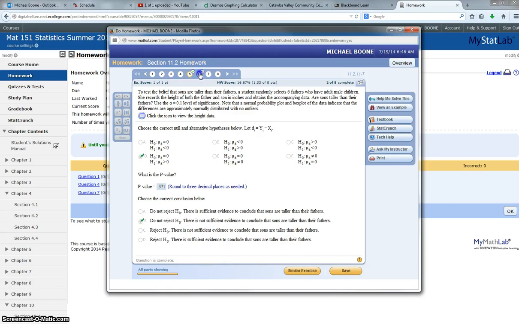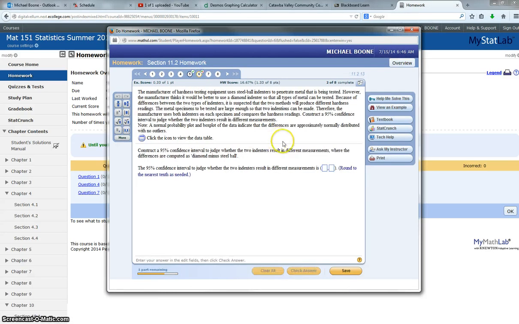Alright, now here's the one that I was working on earlier that I missed. It is just inputting the data, but I think the way we have to input it is something we need to be careful about. Here we're just making a confidence interval between some dependent data. It says that equipment using steel ball indenters, so it's a hardness test.